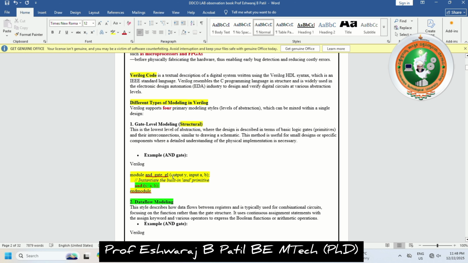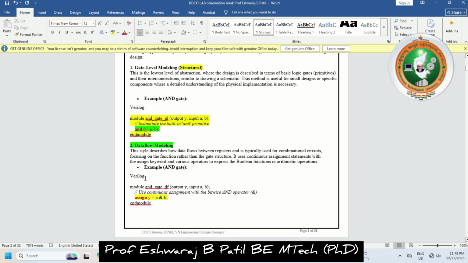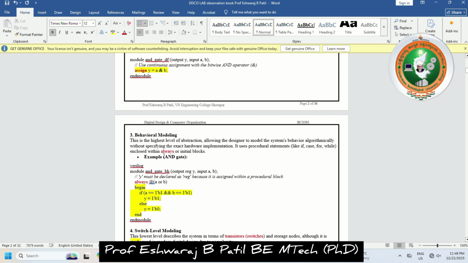Okay, I'm revising now. There are four types of modeling. One is gate level modeling. In gate level modeling, I directly use the gates, like AND, as the keyword itself, where Y is the output and A and B are the inputs. Next is the data flow model, where I use the assign keyword. Next is the behavioral model, where I use the always keyword here, instead of the assign keyword that I was using in the data flow model.